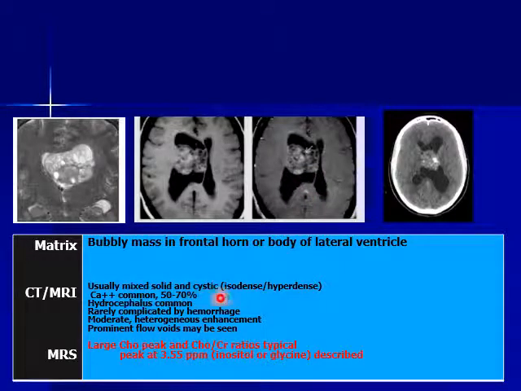Usually mixed solid and cystic, as I've told you. Calcification can be seen. Hydrocephalus is common because it is nearby the foramen of Monro, rarely complicated by hemorrhage. It shows moderate to heterogeneous enhancement and prominent signal voids, and usually it is restricted in diffusion. Okay, take care of the tumors showing restricted diffusion. This is one of these tumors.